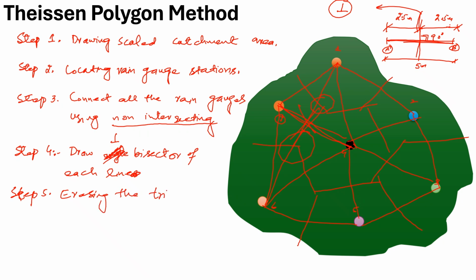You just need to erase the triangles which are connecting this rain gauge network. So after erasing the triangles, you just need to erase or increase the lengths of the perpendicular bisector lines. And when this is done, when you are done with the erasing and increasing the length of the perpendicular bisector, you will get a Thiessen polygon diagram.